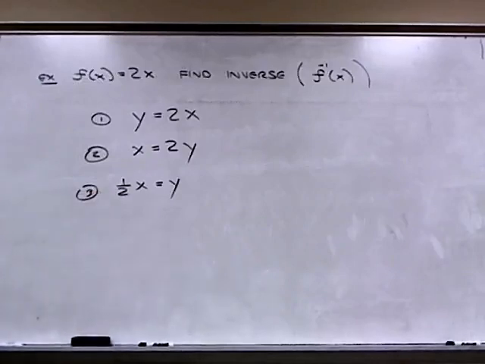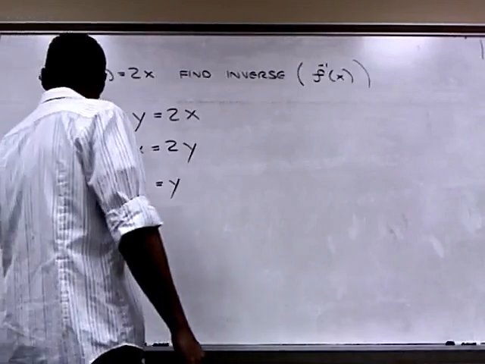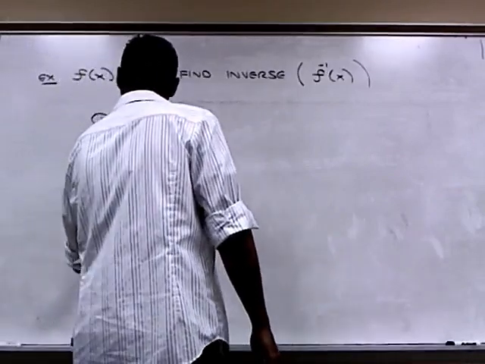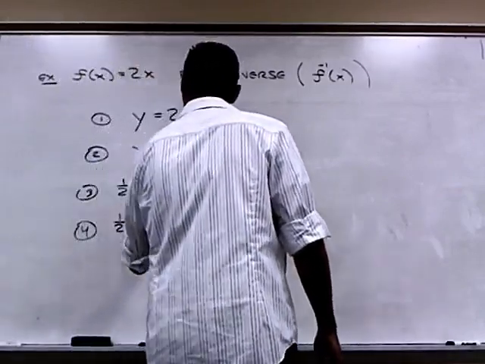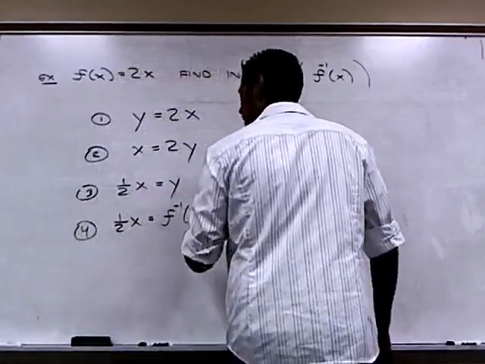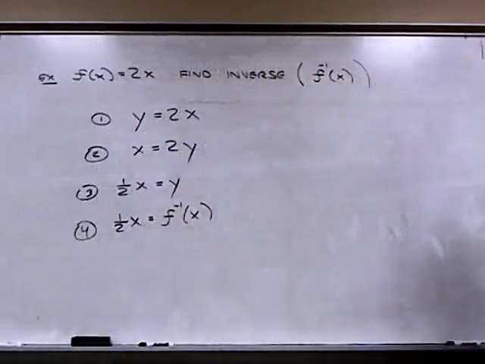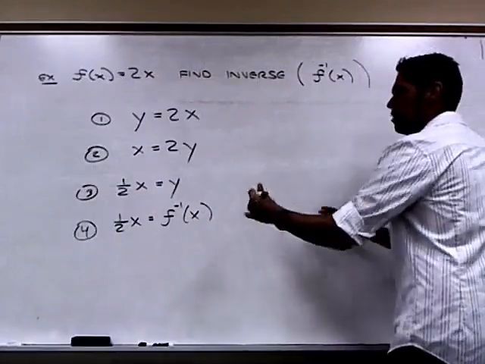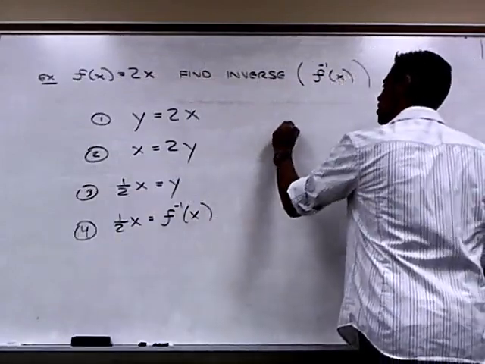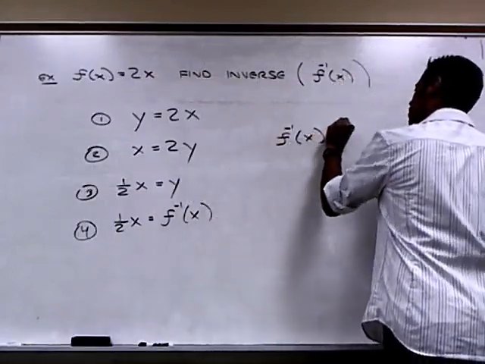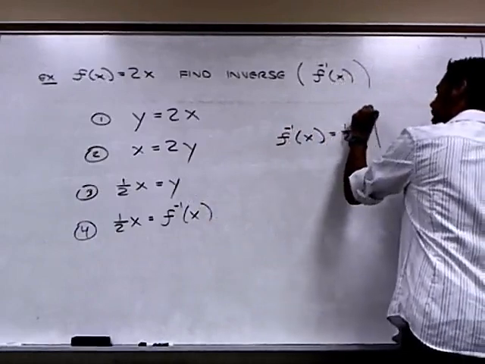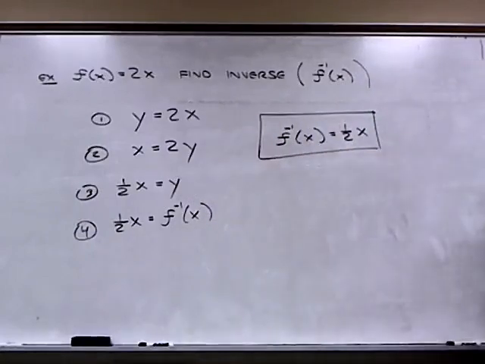Now what? Replace y with the inverse of f. So I'm going to write it the other way. I'm going to put the inverse function in front like this, and equals 1/2 x. I'm going to box it up. That's my inverse function.